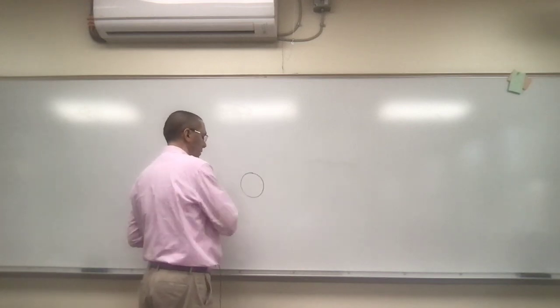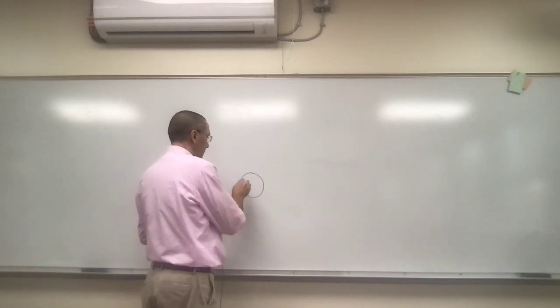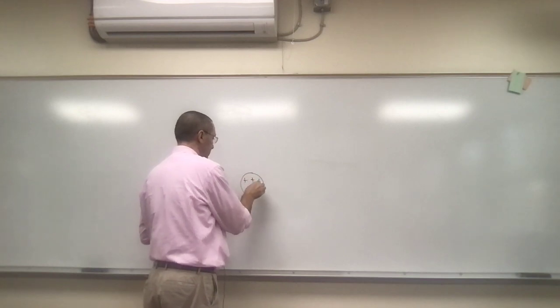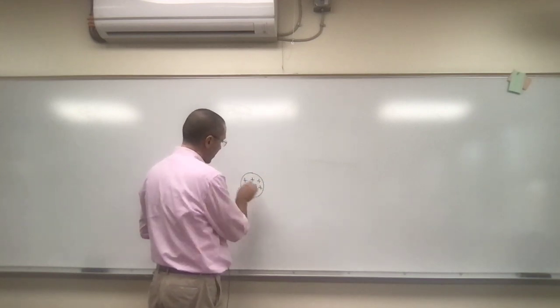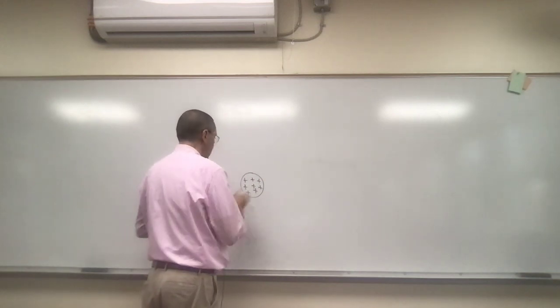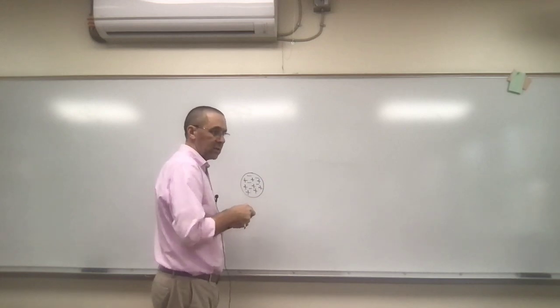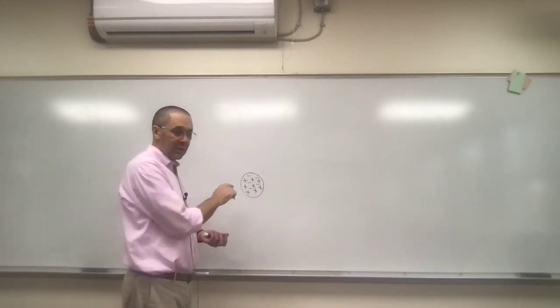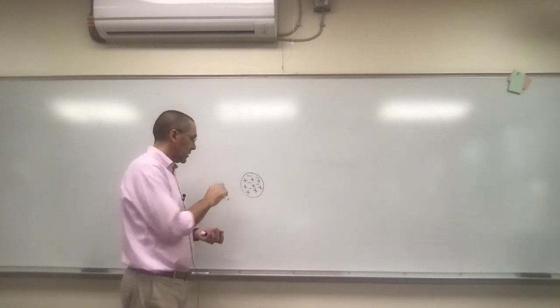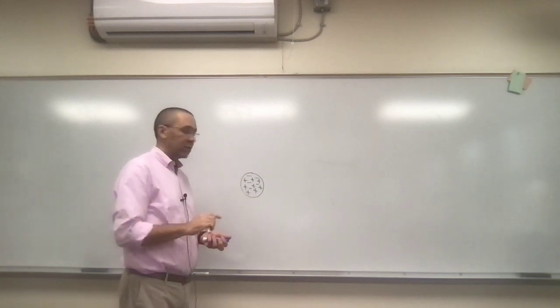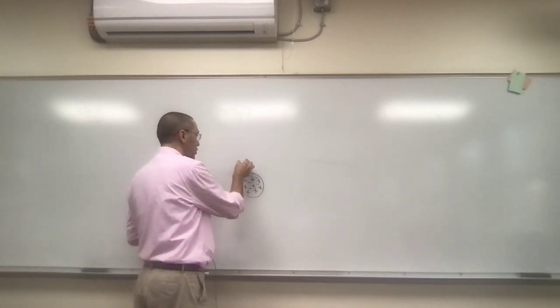Let's say I have an object here, and it has, let's say, eight protons, and let's say it has 1, 2, 3, 4, 5 electrons. So I think the charge on this is positive because it has more protons than electrons. Now, how do we find the charge of this?